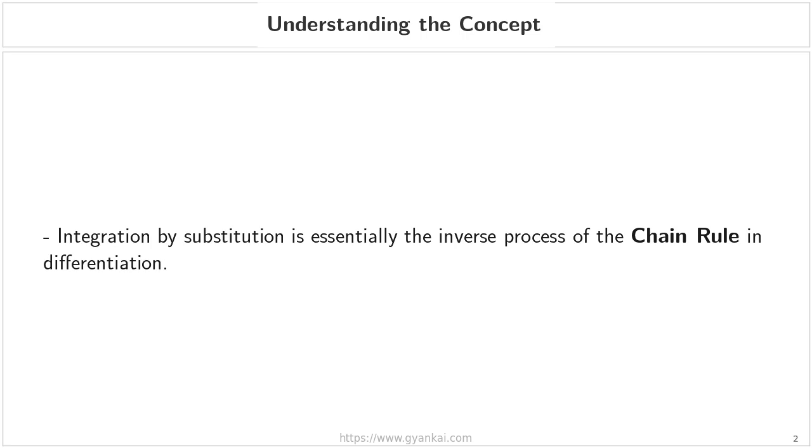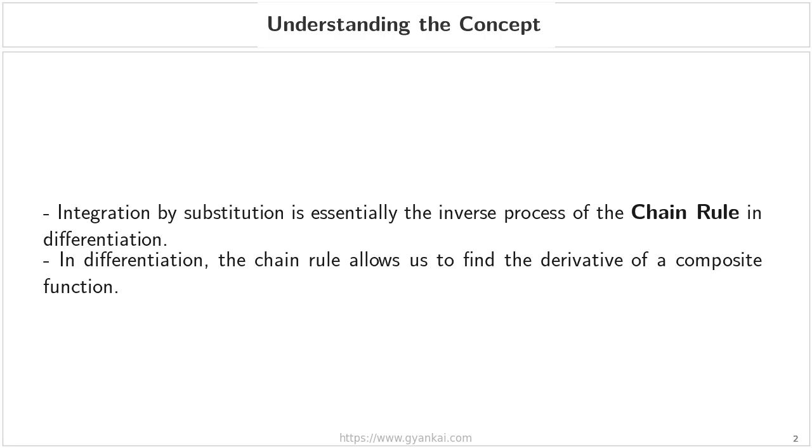Now, in the previous slide, we introduced the change of variable formula, and we talked about why we need it to make integration easier. This slide explains how it connects to something you've already learned, the chain rule. So, the first point here states that integration by substitution is essentially the inverse process of the chain rule in differentiation. Think about it like this. Differentiation and integration are like opposite operations, they undo each other. And substitution, which we're learning now, is deeply linked to how the chain rule works in reverse.